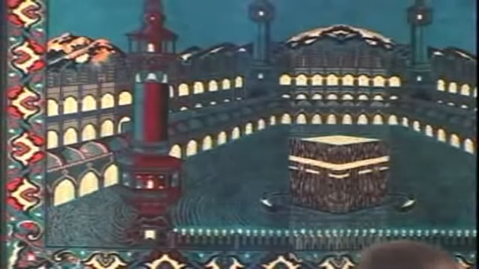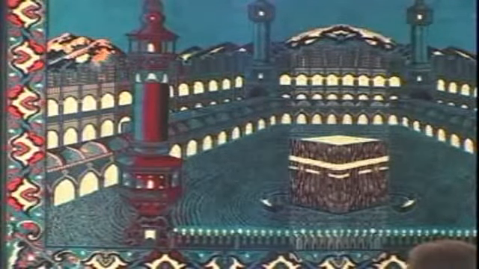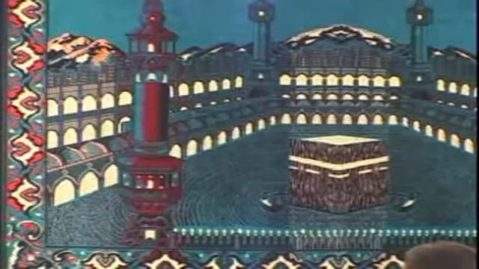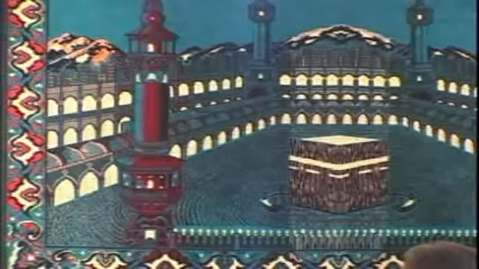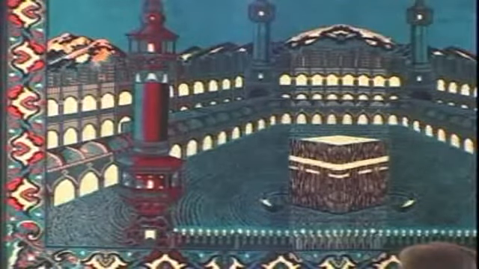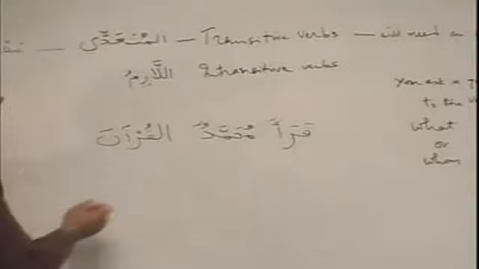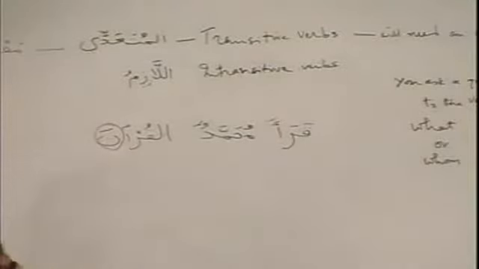Now the next thing is that if I say here, Qara'a Muhammadun, see, fa'il is always marfu'. Qara'a Muhammadun. What did he read? The question is, what did he read? Qara'a Muhammadun al-Qur'an. Now, see, it is maf'ulun bihi mansubun. Why mansubun, brothers and sisters? Because now it has got fathah.